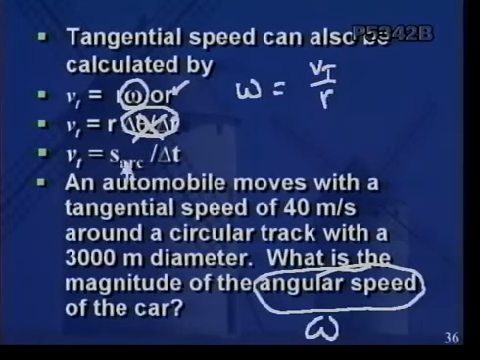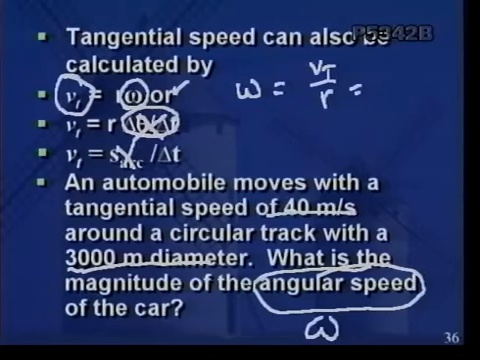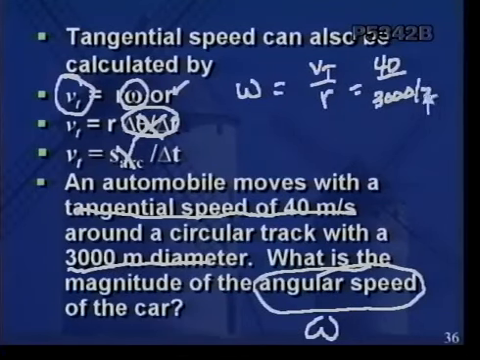Let's try this one down here. Does it tell me the distance around the arc? No, it tells me the diameter, but it doesn't give me the arc distance. It looks to me like the first equation would work best. Do I know the tangential velocity? I know the diameter, and I know 40 meters per second around the track, tangential speed. It even tells me tangential speed. That's going to be 40. And what's the radius? Well, the radius is half of the diameter, so that's going to be 3,000 divided by 2, and it should be a pretty easy problem to solve.